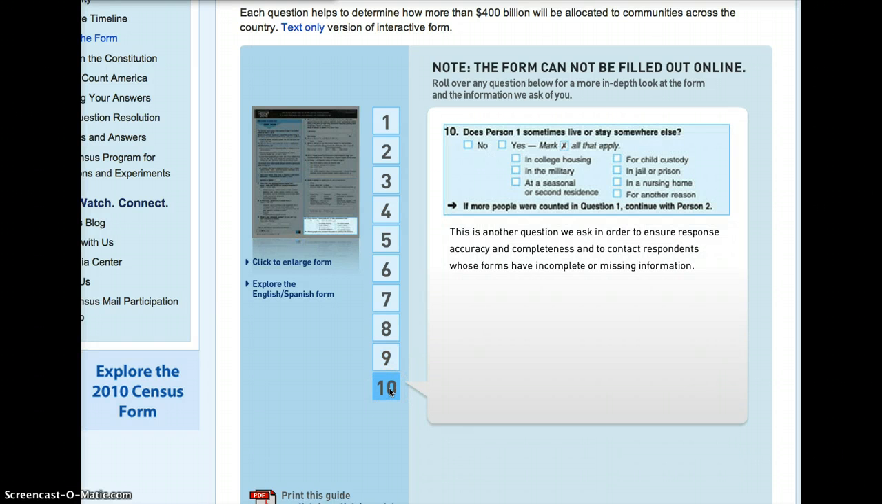And then finally, if you live somewhere else but you're filling out your form. For example, if you're in a nursing home, or even if you live in jail, you can still be counted on the census. So that's what the short form looks like. The long form is about 35 pages long and goes into many other questions, which we'll discuss, and I'll even show you a copy if I can find mine.